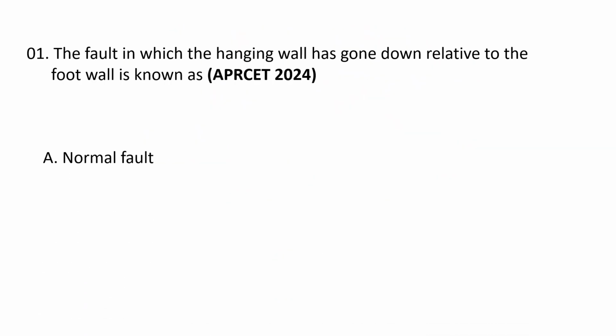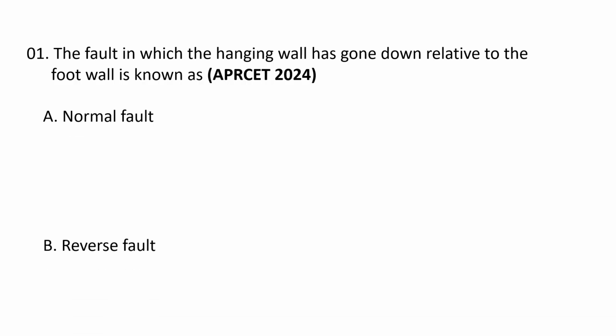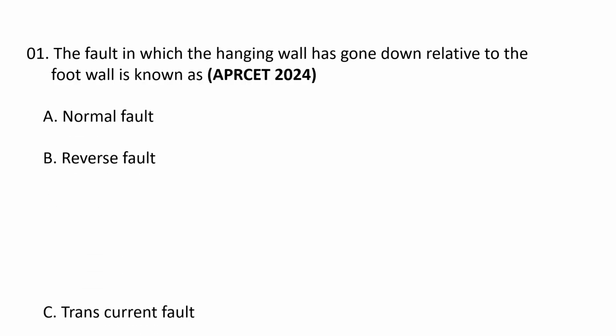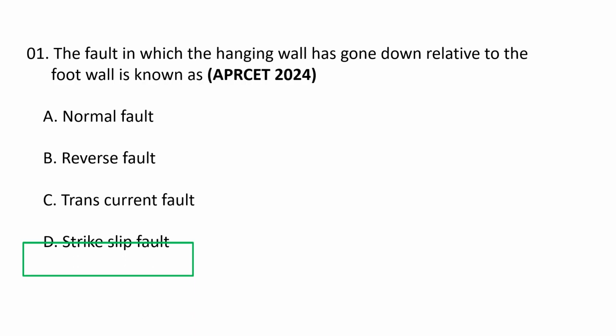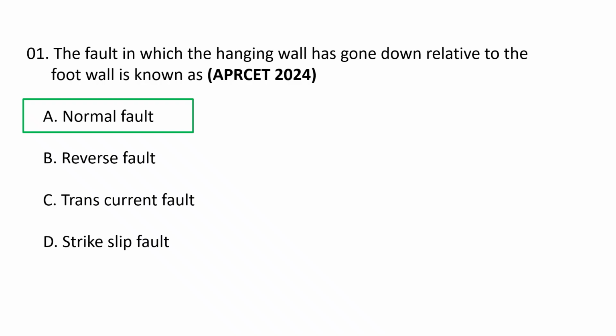The fault in which the hanging wall has gone down relative to the footwall is known as A. Normal fault, B. Reverse fault, C. Transcurrent fault, and D. Strike slip fault. The correct option is A, normal fault. A normal fault is defined by the hanging wall moving down relative to the footwall. This type of fault is caused by external stress which stretches the Earth's crust. A is the best option.